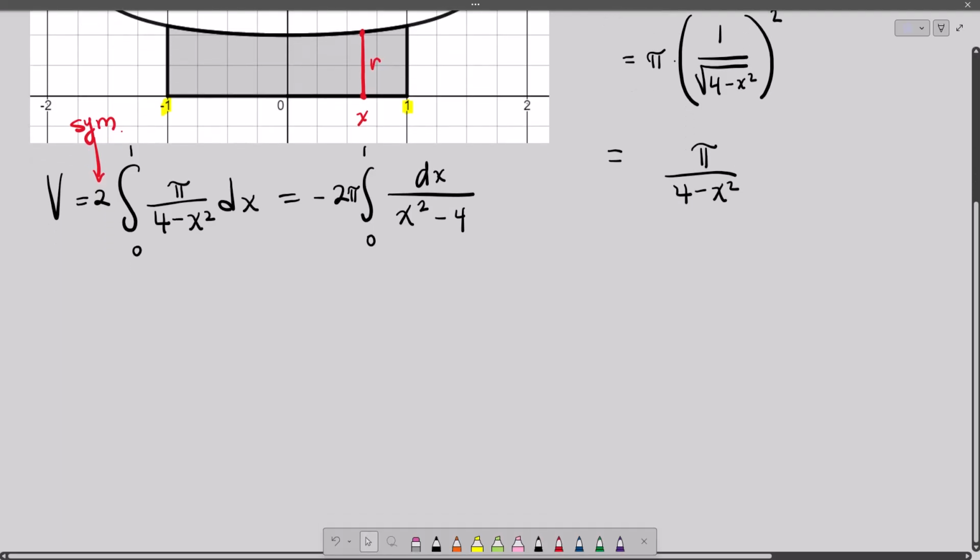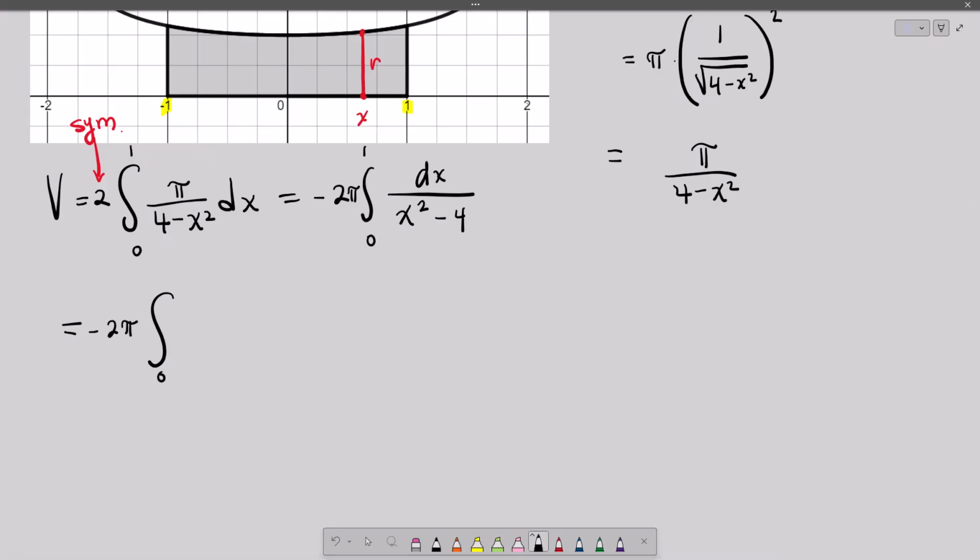All right, so then we factor it. Because this is factorable. I'm confident. That's factorable. Difference of squares.